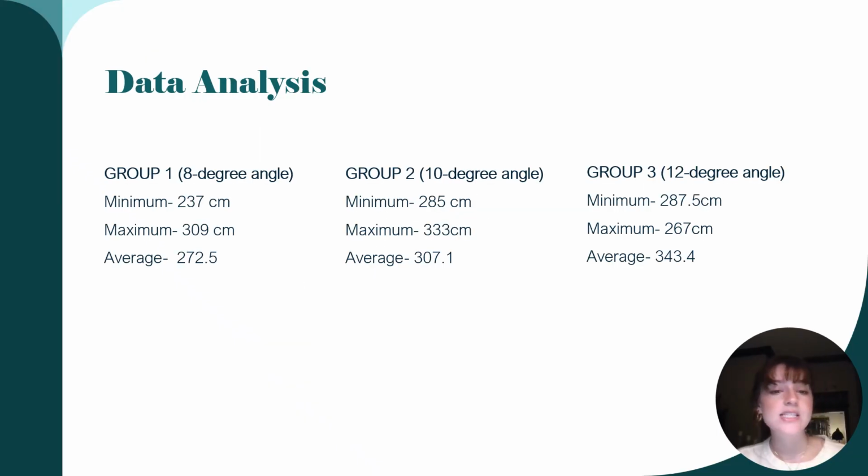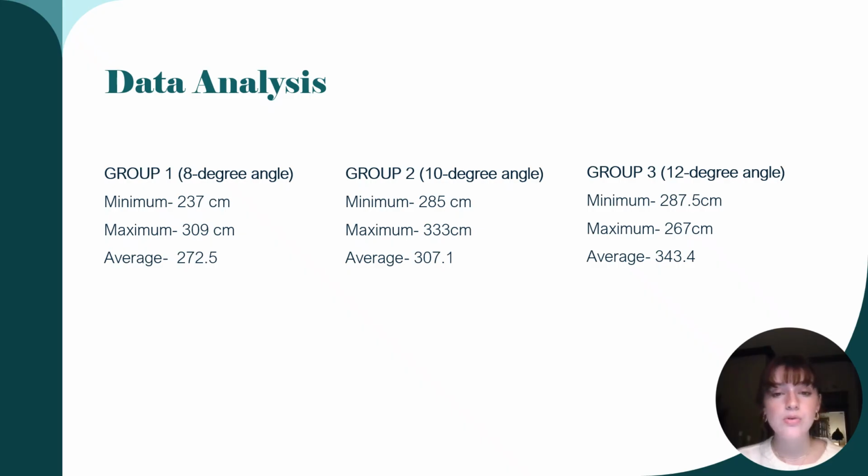So here's the data analysis. For group 1, the 8-degree angle, the minimum was 237 centimeters, while the maximum was 309 centimeters. And our average was 272.5. The average is adding all of these data points up from group 1 and dividing them by 10. And that's our average distance traveled from an 8-degree angle incline, so 272.5 centimeters.